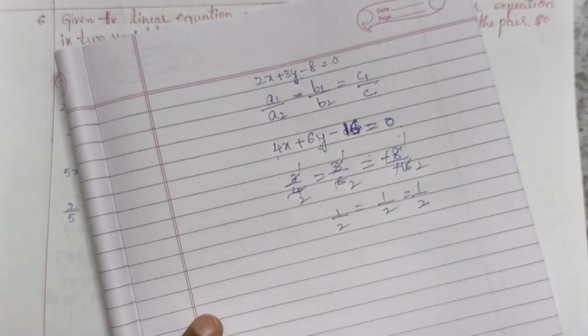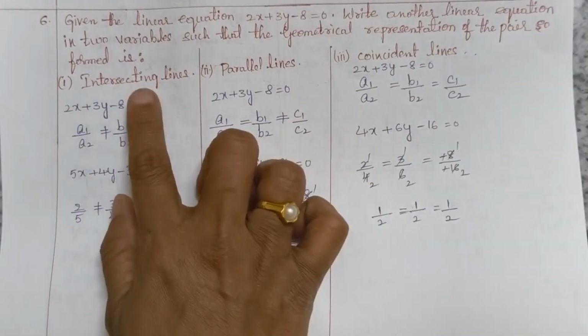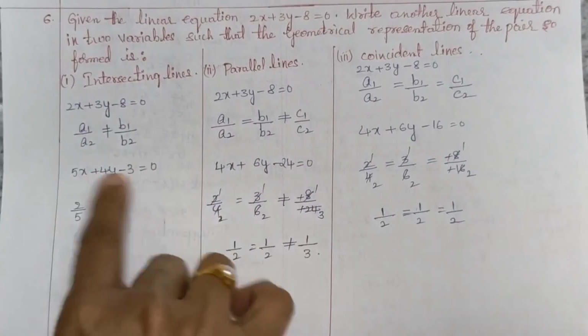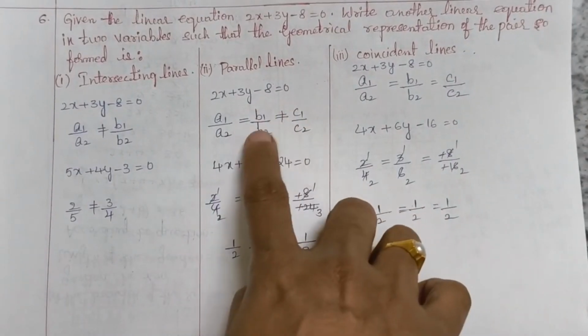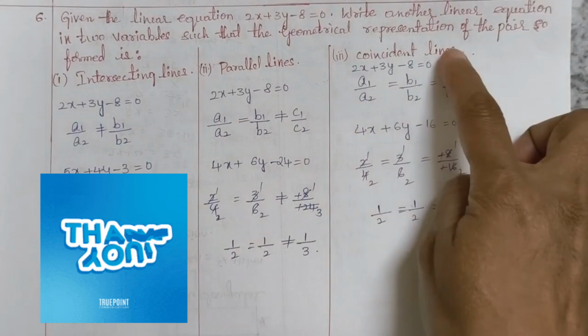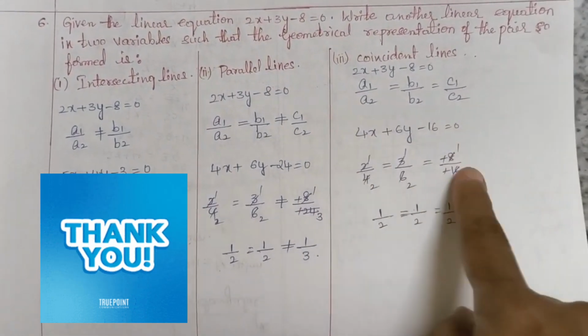So which type of lines is this? Coincident lines. This was for intersecting lines, where A1/A2 is not equal to B1/B2; you think and take it. For parallel lines, B1/B2 is not equal to C1/C2. And this is the coincident lines, where all are equal. You take it.